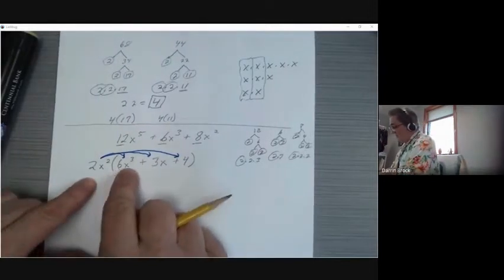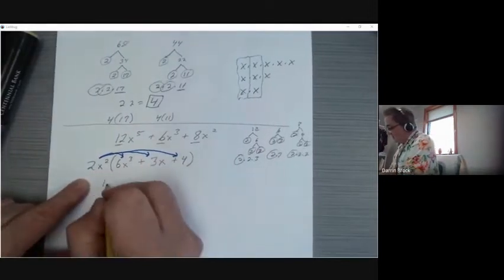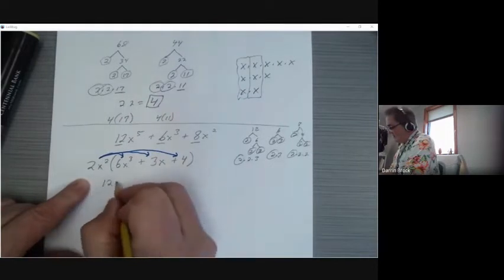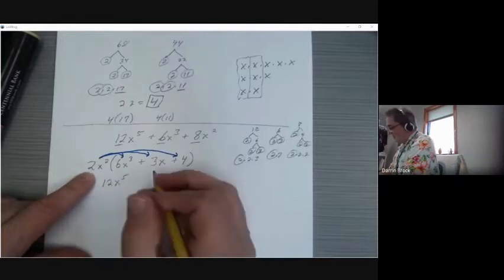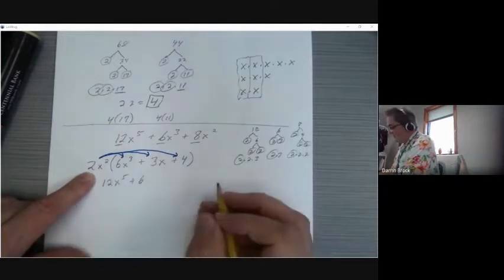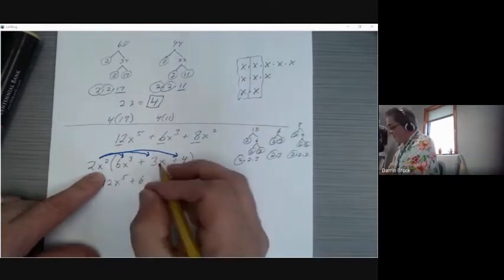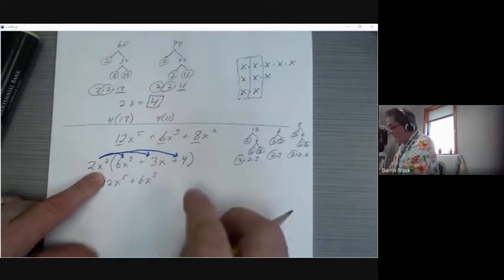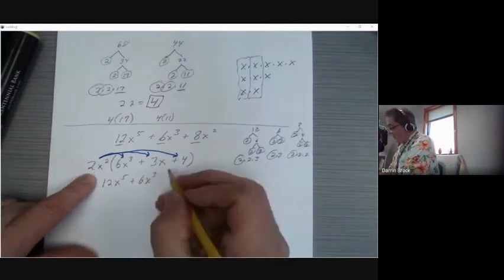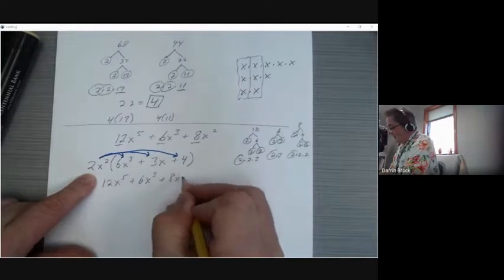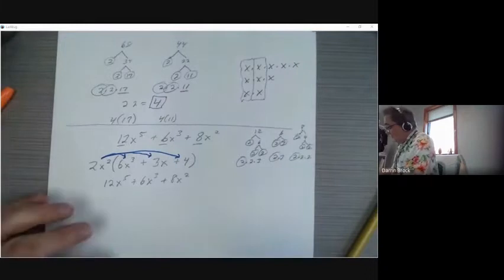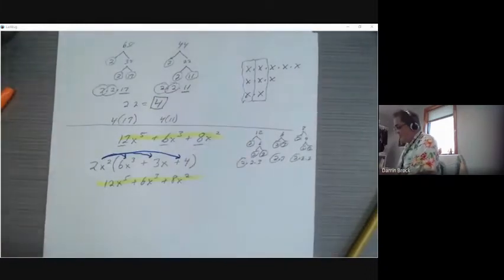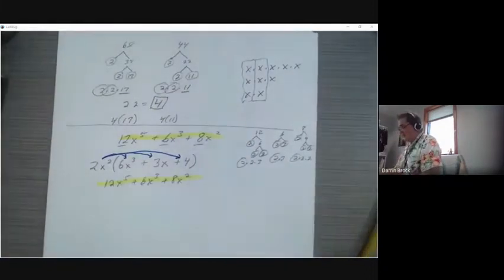2x squared times 6x to the third. 2 times 6 is 12. x squared times x to the third is x to the fifth. 2x squared times 3x. 2 times 3 is a positive 6. x squared times x is x to the third. And 4 times 2x squared is 8x squared. So these match. This matches this. So this is the correct factors.